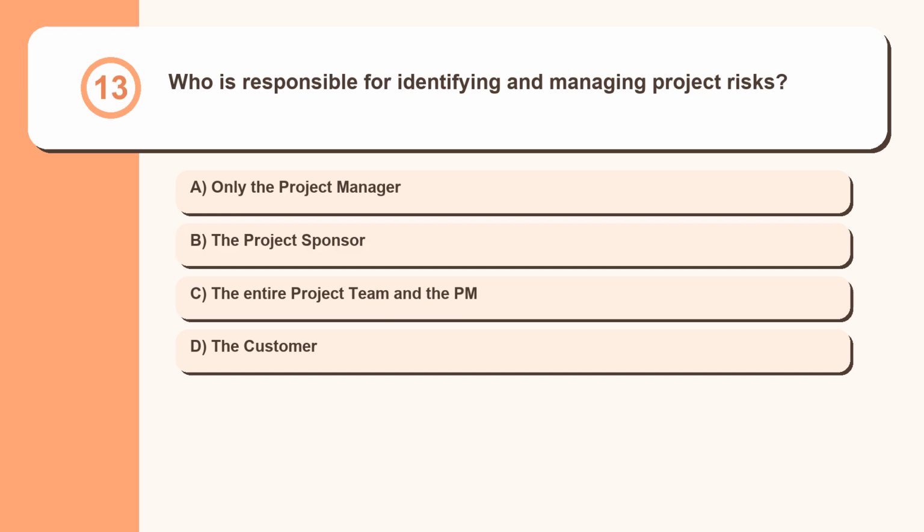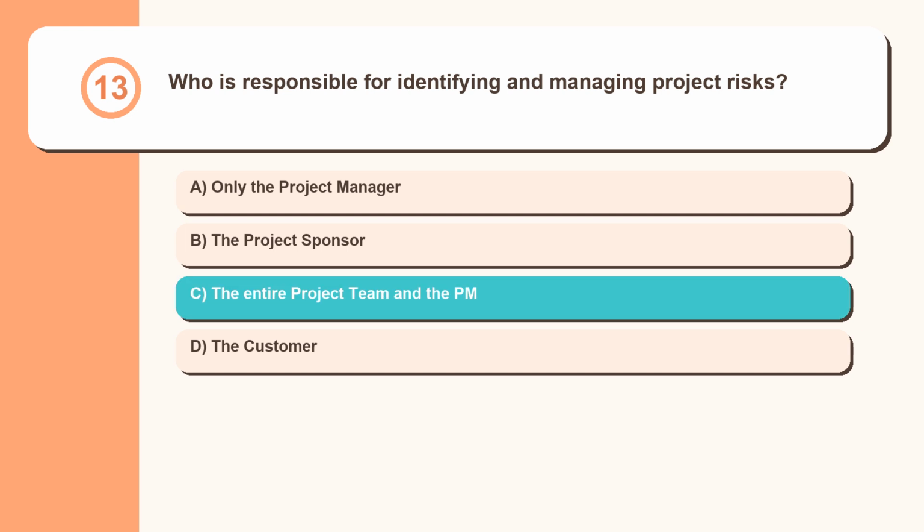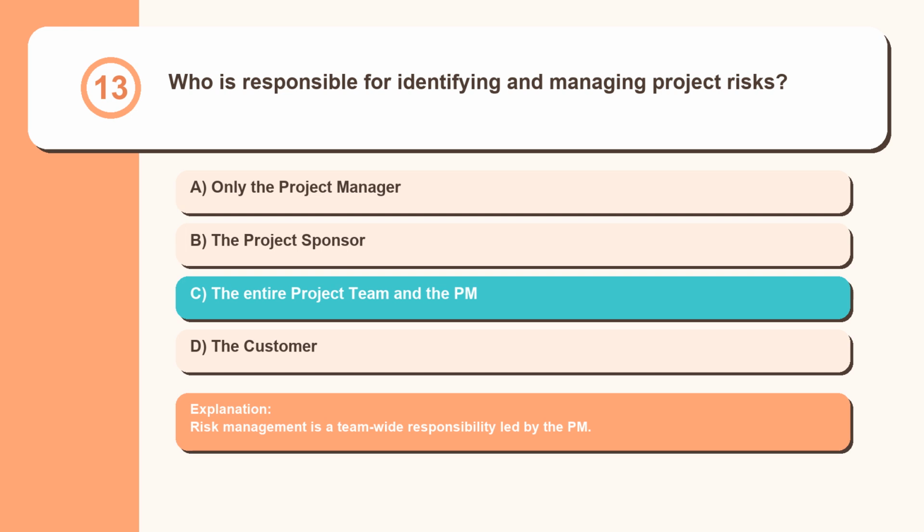Question 13. Who is responsible for identifying and managing project risks? Only the project manager, the project sponsor, the entire project team, and the PM. The customer. Risk management is a team-wide responsibility led by the PM.